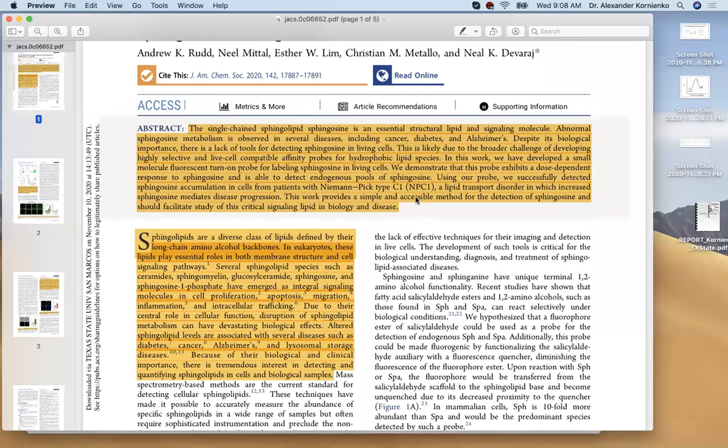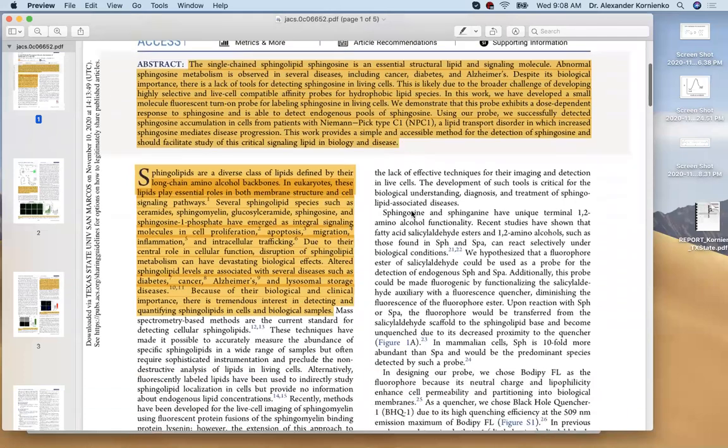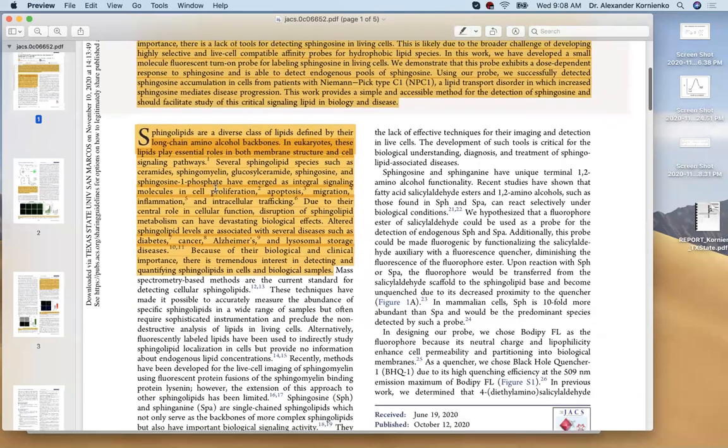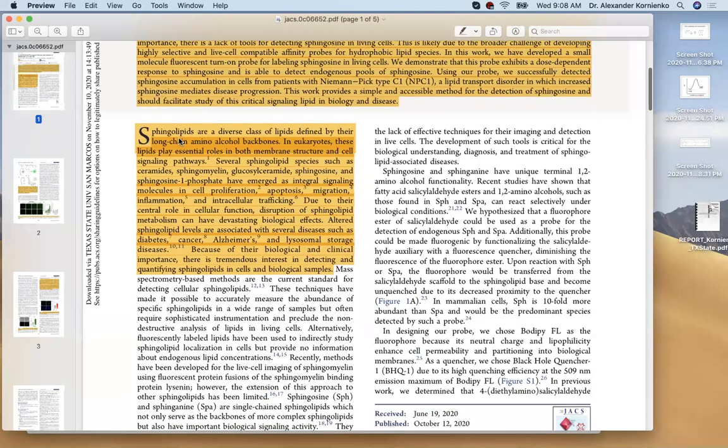And so basically they're showing that their probe, fluorescent probe, can be used with patients afflicted with this disease. All right, so what I highlighted in yellow, some of the things which we can just briefly look at. So sphingolipids, so we already know that. You can see everything we're learning in this class is relevant. You can see it's all present in primary literature, right?